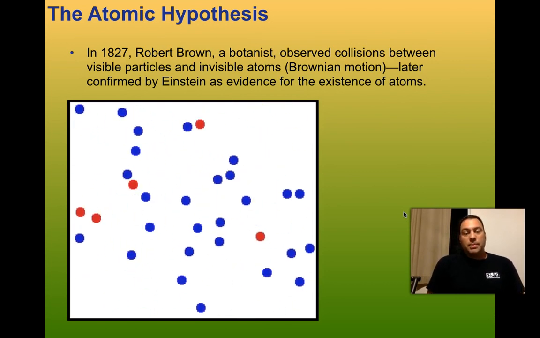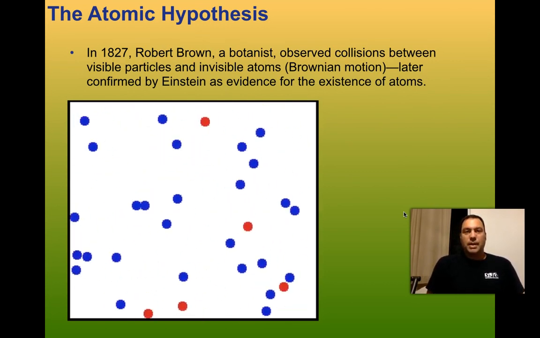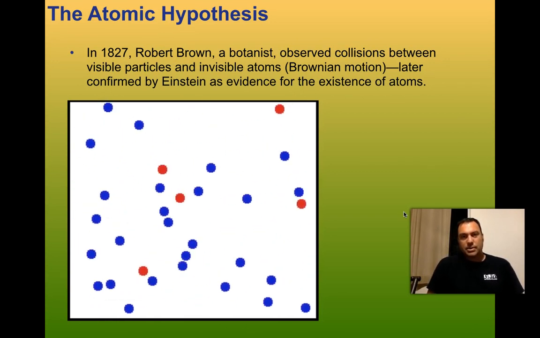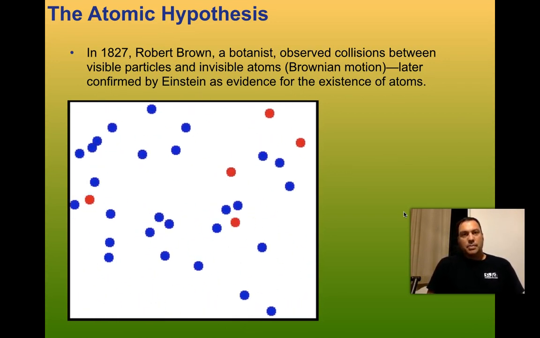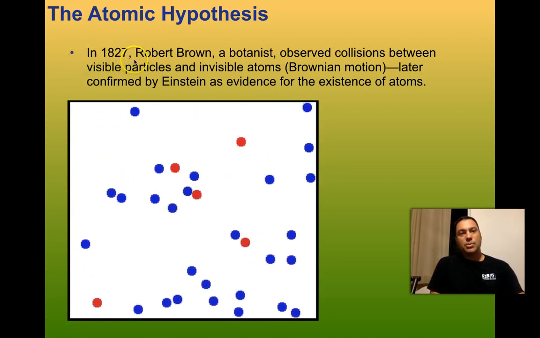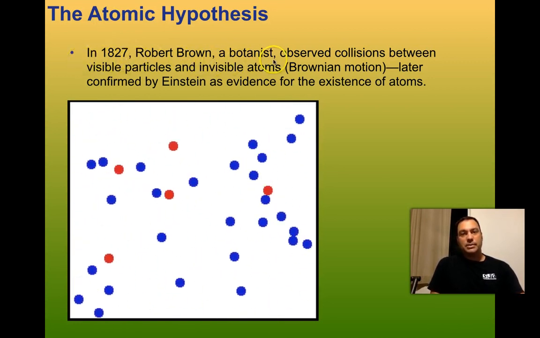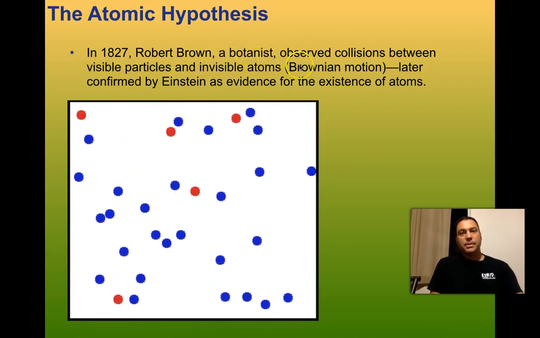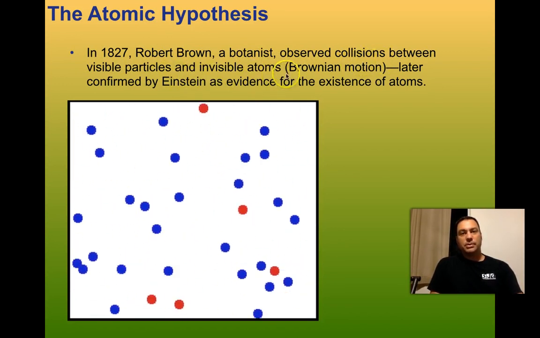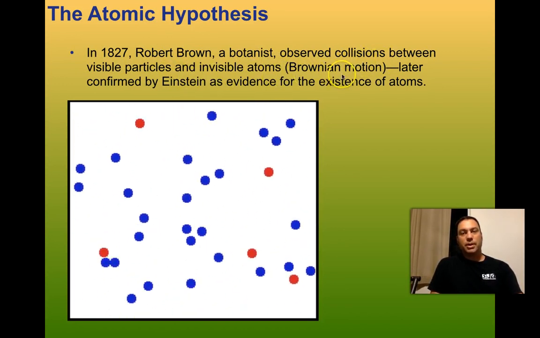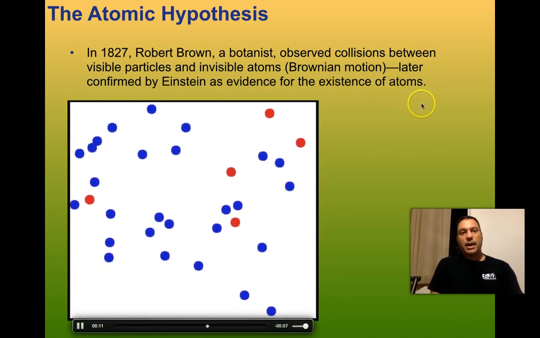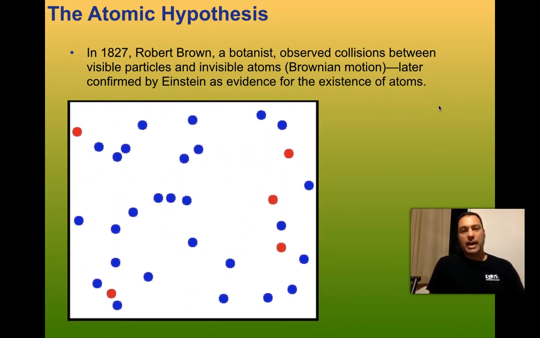One of the people that started really looking at the atomic hypothesis was a guy named Robert Brown. Robert Brown is fantastically important in mathematics, but he was a botanist. Let's go ahead and read the blurb here. In 1827, Robert Brown, a botanist, that's somebody who studies plants, observed collisions between visible particles and invisible particles, something called Brownian motion. We'll describe what that is in this diagram down here. Later confirmed by Einstein as evidence for the existence of atoms.